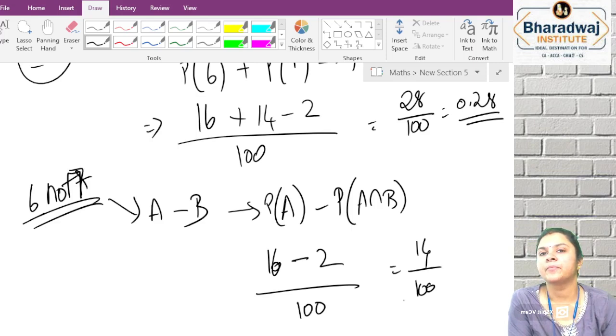Clear? So the rule you have to remember is whenever you have a question which covers either a NOT condition or an OR condition, check for AND condition applicability. Okay?